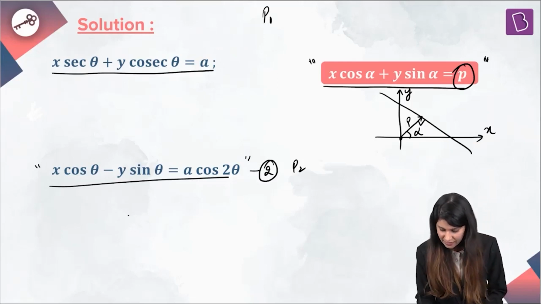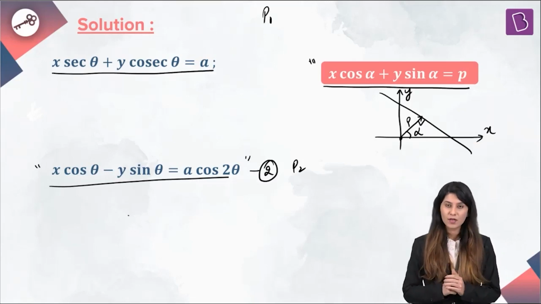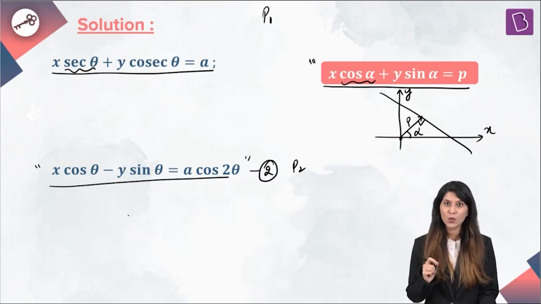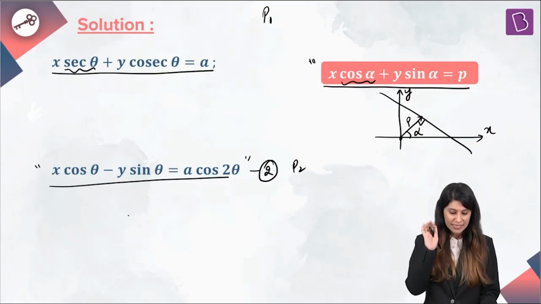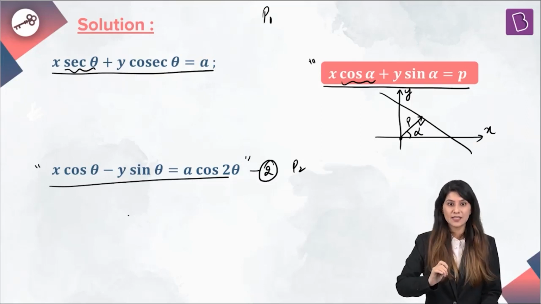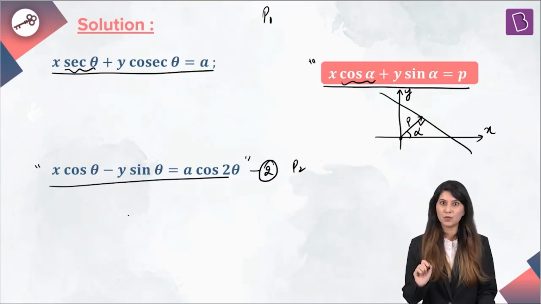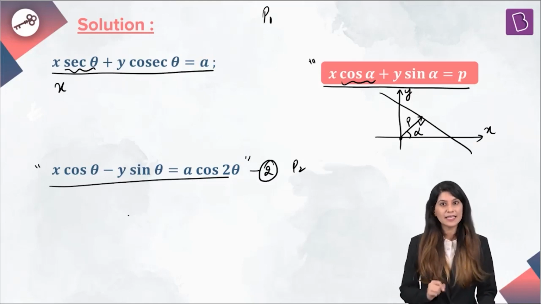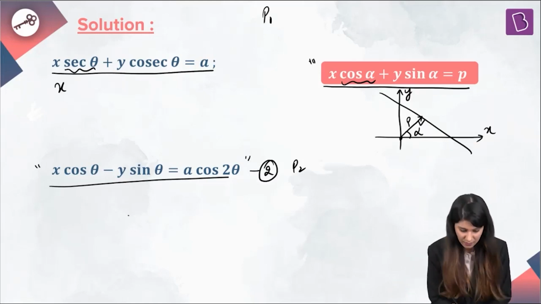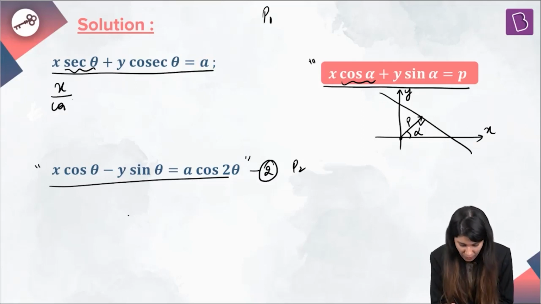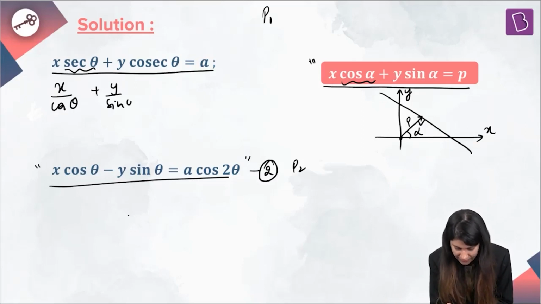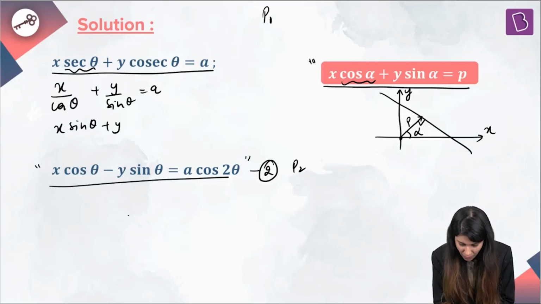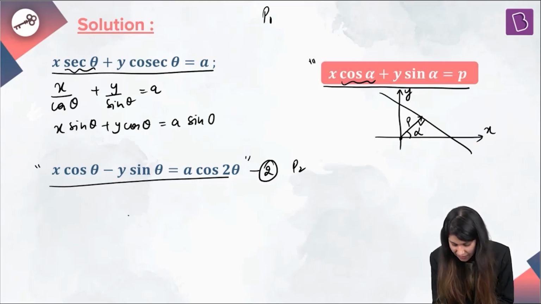We need to compare this and this. What I can see over here is sec theta, and here it is cos alpha. So we need to convert this equation, doing such manipulation that there is cos in place of sec. What I'm going to do is write sine and cos in place of sec and cosec. So sec is 1 by cos theta, and this will be 1 by sine theta, and this is equal to a. If I take the LCM, what do I get? x sine theta plus y cos theta is equal to a sine theta cos theta.